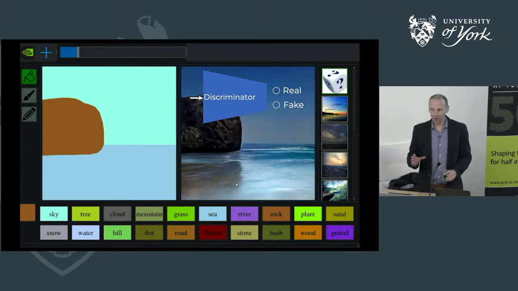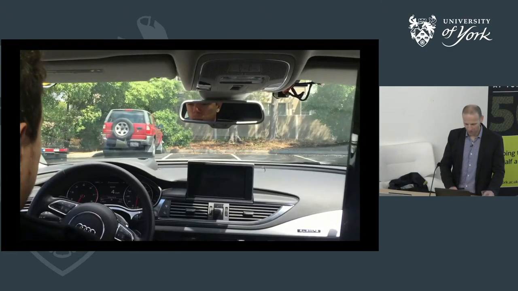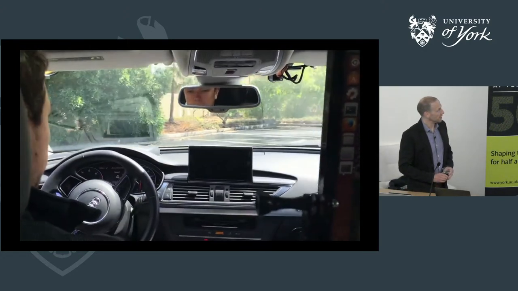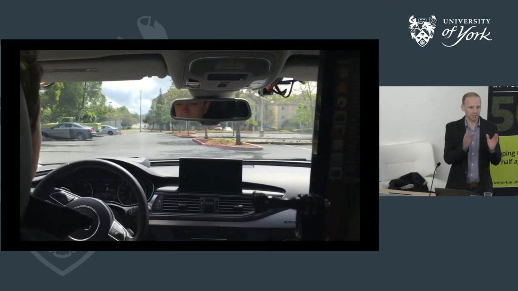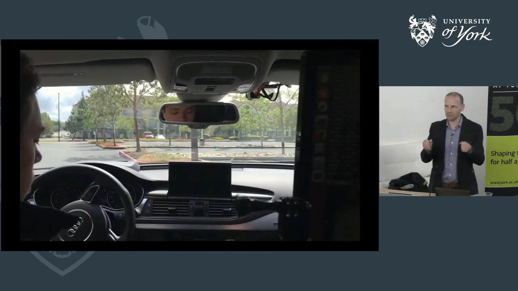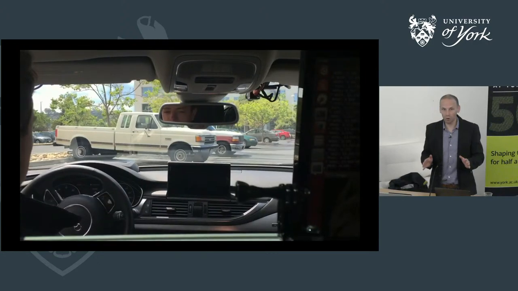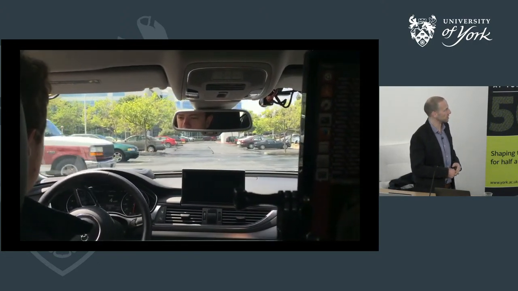Now, it's amazing how far you can push this simple idea of supervised learning. So this car, which is being driven autonomously, is being driven simply by a neural network that takes video as input and outputs the steering command. So where should the steering wheel be, and should I be braking or accelerating? It uses pretty simple, off-the-shelf networks that anyone could download and train themselves.